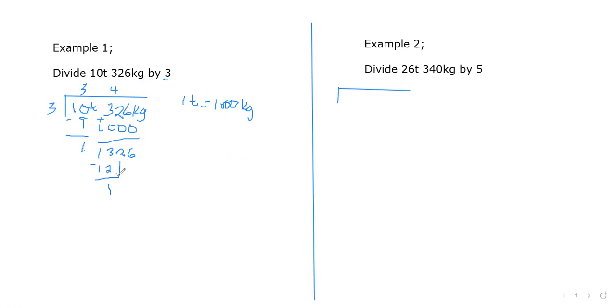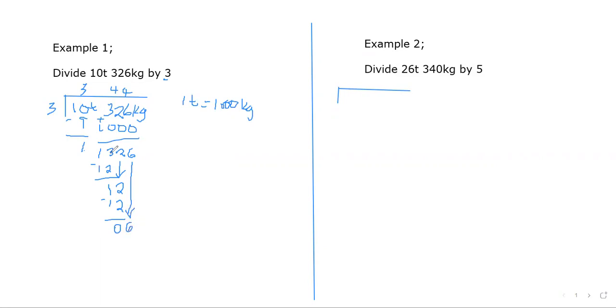Then I'm going to drop this 2 below it. Then again, I'm going to have 12. Then I'm going to write my 4 here, since 4 multiplied by 3 is 12. With that 12, again, I find the difference. I find 0 as the answer. So I'm going to drop finally 6 below it, and I write it below it.